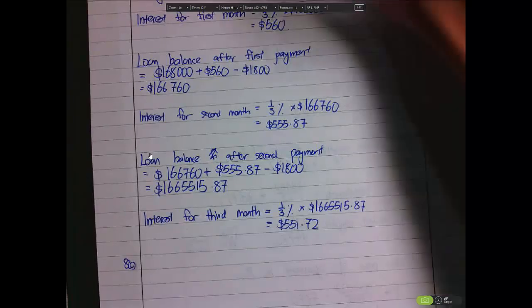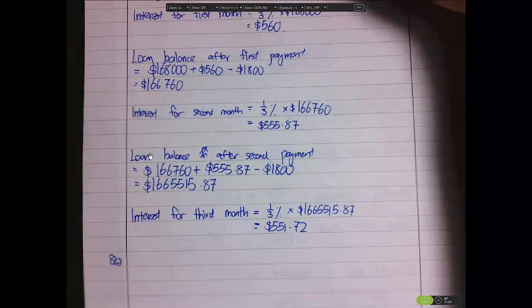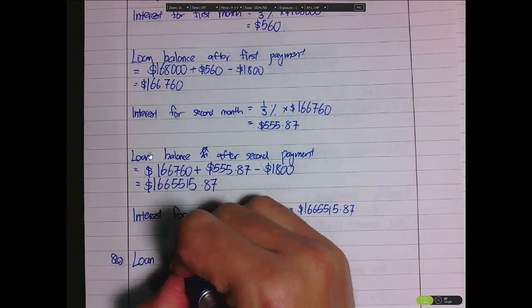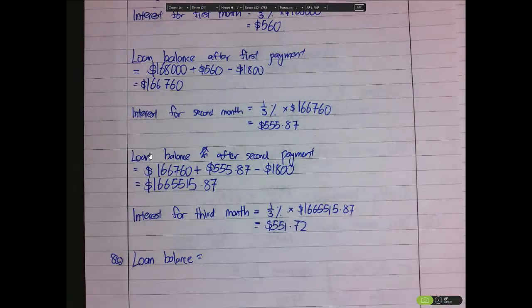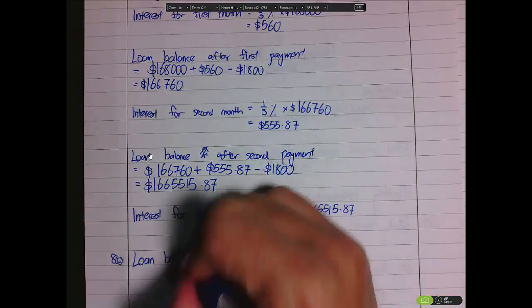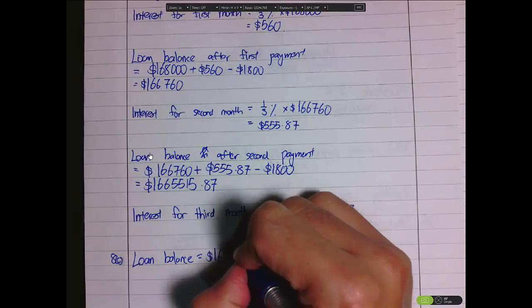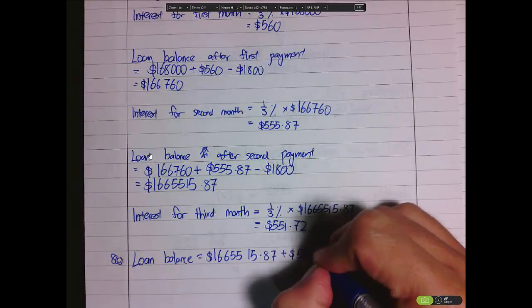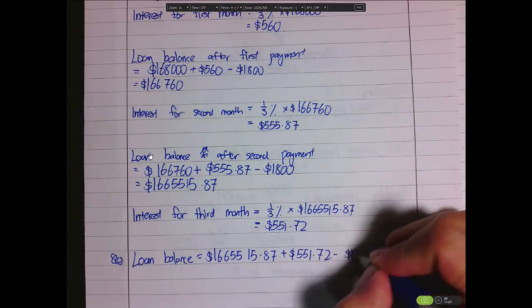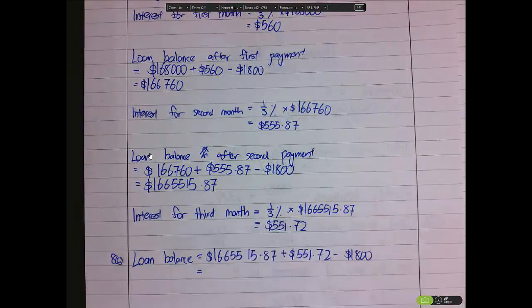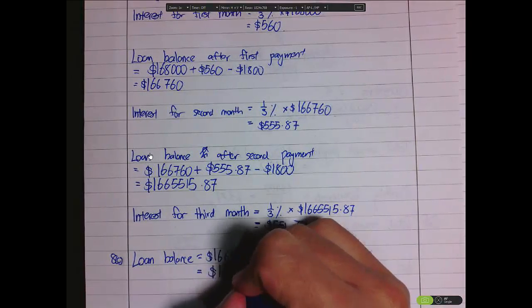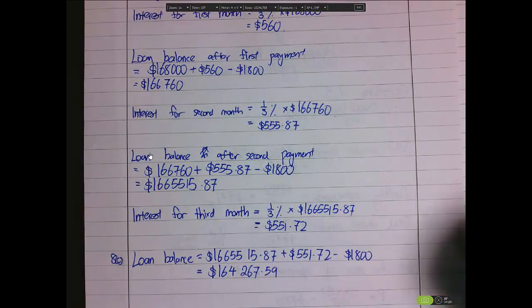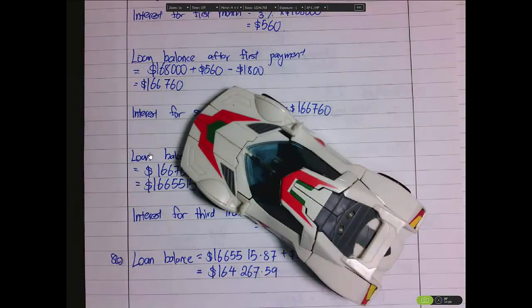For 8C, the question is this. They want you to calculate the loan balance after the third repayment. So we take the amount that he still owes, which is 165,515.87, plus the interest during that third month, minus away the monthly repayment of $1,800, and he still has a total of 164,267.59 before he drives away with this spanking new car.